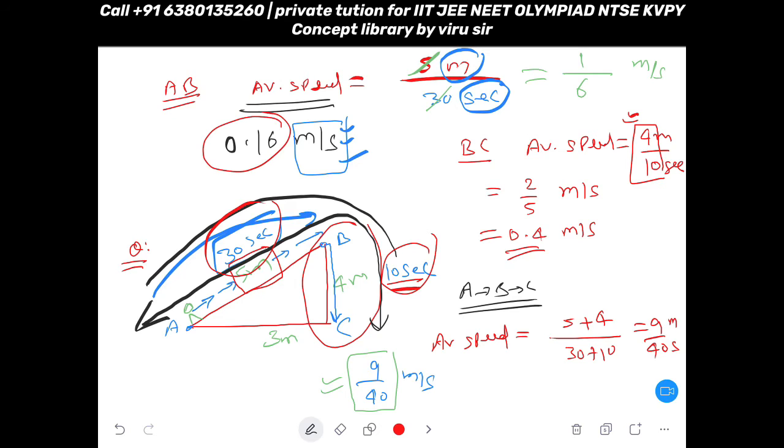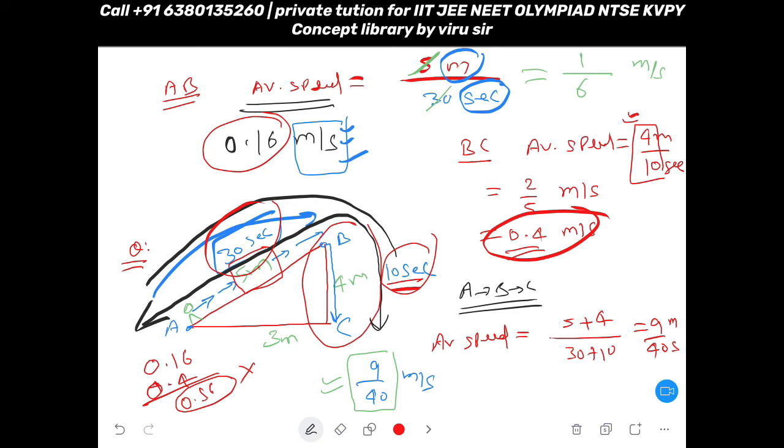0.16 is there, and 0.4 is there. So if you add 0.16 with 0.4, you are going to get 0.56. Correct? So you can see here we are getting 0.56, but it is not the right way. What is the right way? We have to take the complete distance and the complete time.